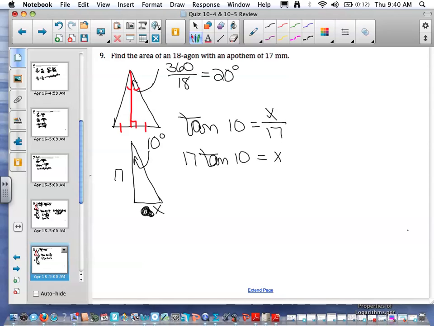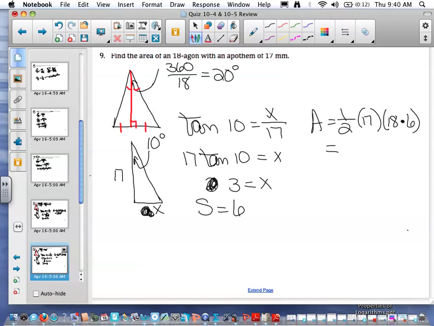So that means that the side is 2.9, or let's make that 3. X is equal to 3, so the length of the side is equal to 6. The area then is equal to 1/2 the apothem, which is 17, times the perimeter, which is the number of sides, 18, times the length of each side, which is 6. And that should give us an area of 918 millimeters squared.